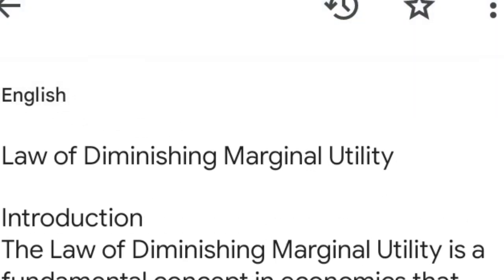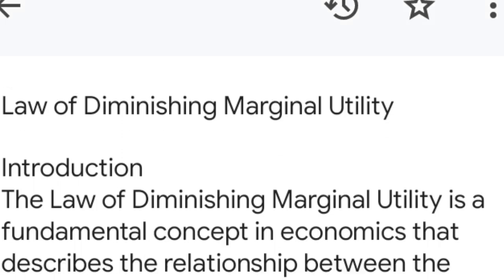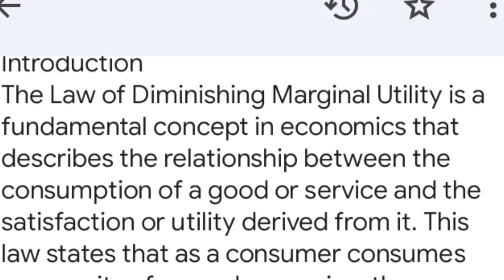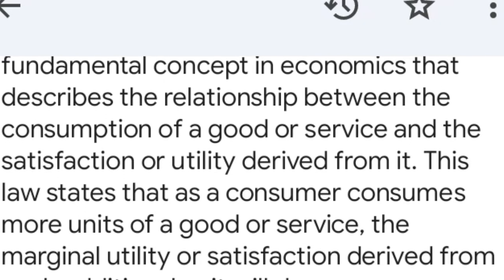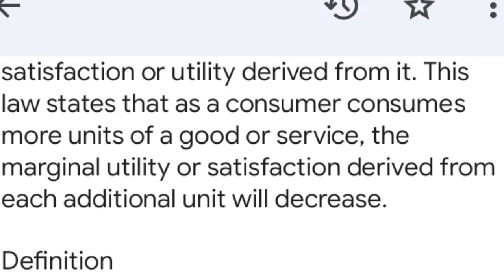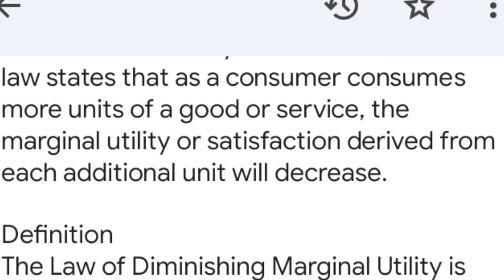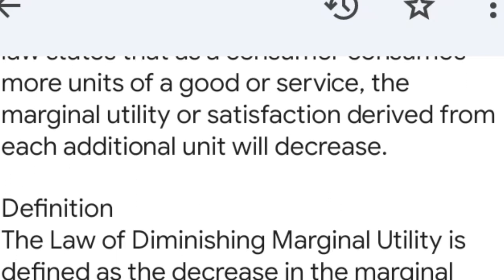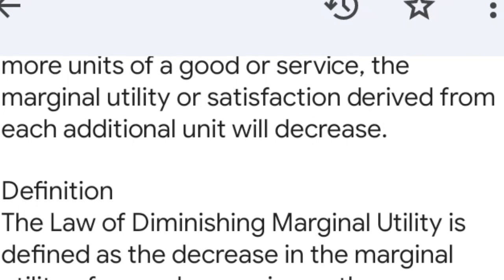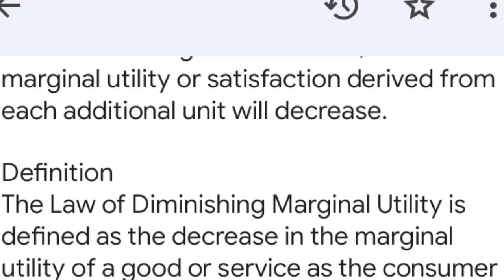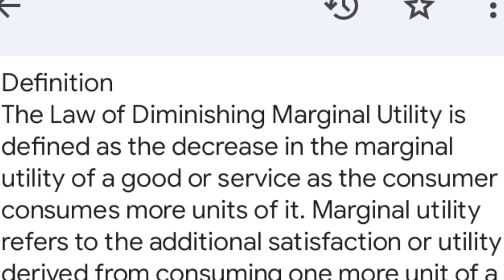Law of Diminishing Marginal Utility: Introduction. The law of diminishing marginal utility is a fundamental concept in economics that describes the relationship between the consumption of a good or service and the satisfaction or utility derived from it. This law states that as a consumer consumes more units of a good or service, the marginal utility or satisfaction derived from each additional unit will decrease.